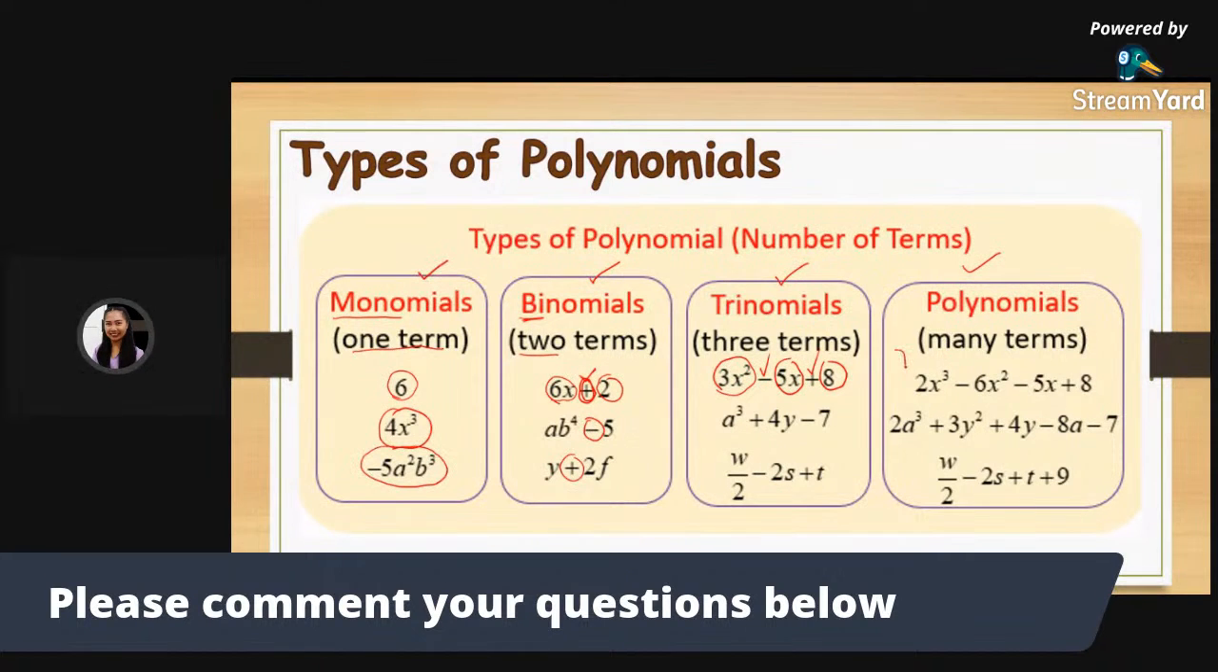And also for polynomials, they have the word poly, which means many. So it has many terms. When it is more than 3, that will be called polynomials. Some may have other special names for that, just like for 4 terms, we have quadrinomial. For 5 terms, we have, I think it's quintonomial, but okay, they are called polynomials in general. So they have many terms. We have 4 terms here, we have 5 terms here, and we have also 4 terms there.